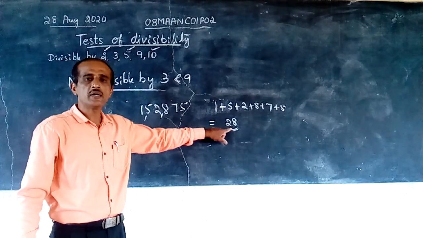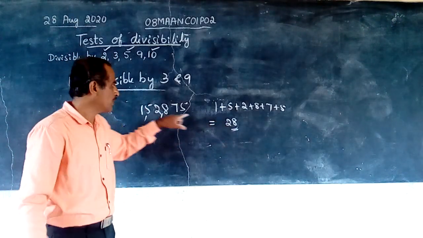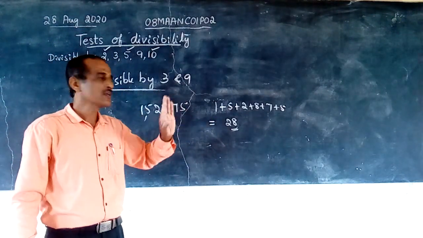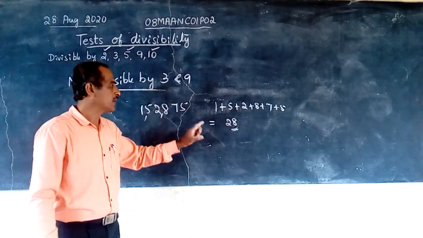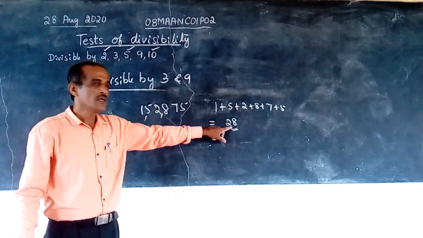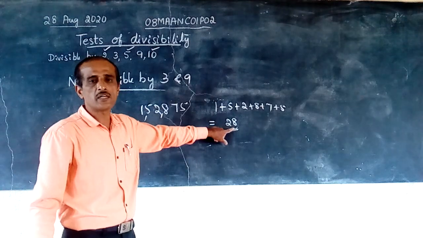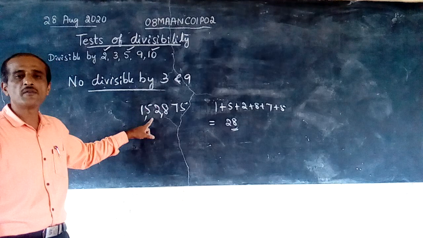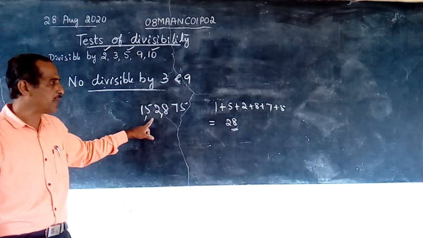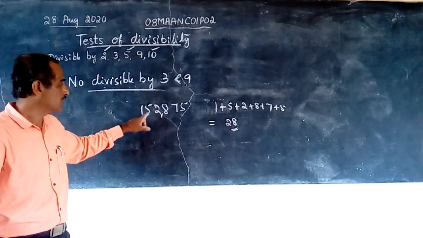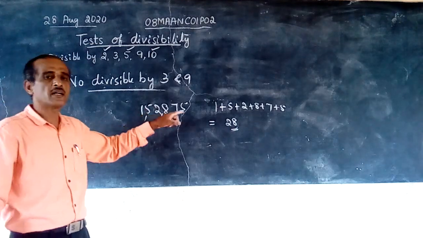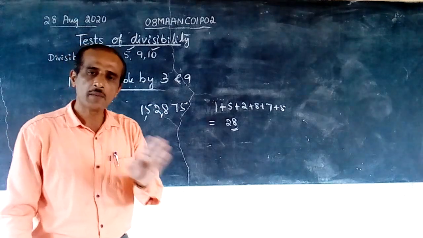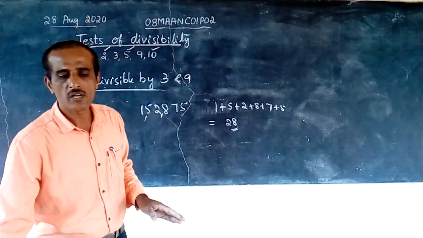Is this number divisible by 9? No, you can't divide 28 by 9 completely. Therefore, you can't divide 1,52,875 by 9. Whether this number is divisible by 3, you have to check if 28 is divisible by 3 or not. 28 cannot be divided by 3. Therefore, this number cannot be divided by 3 also. Therefore, remember, this number 1,52,875 cannot be divided by 3 or by 9. So, very easily we can check.